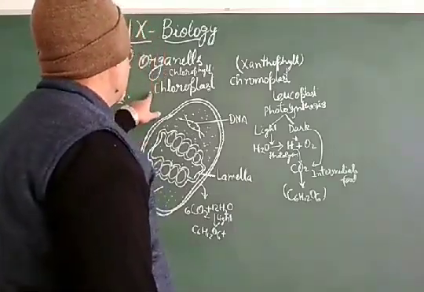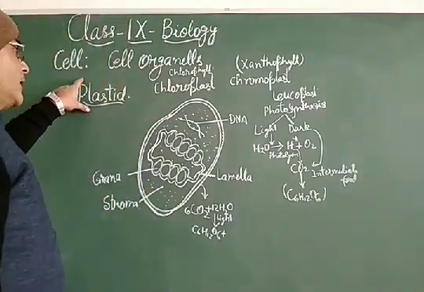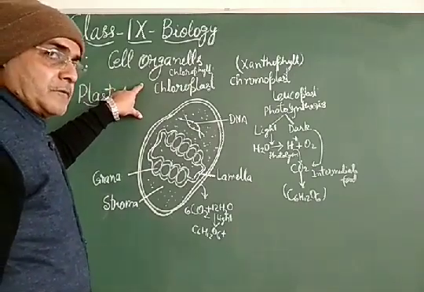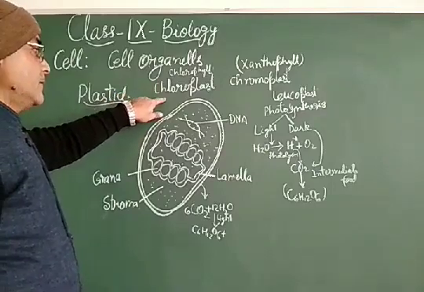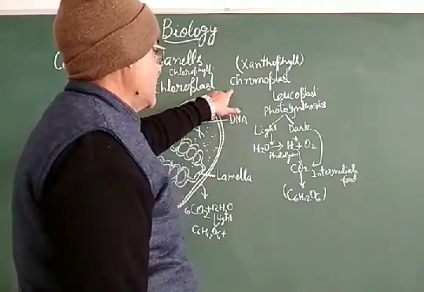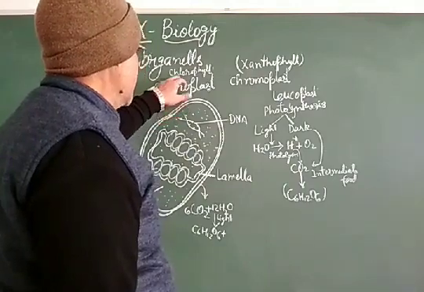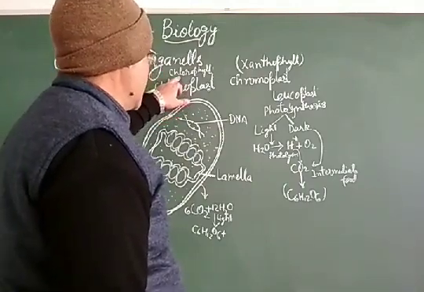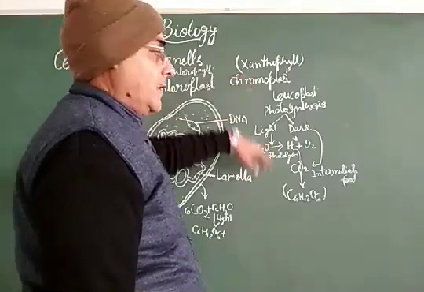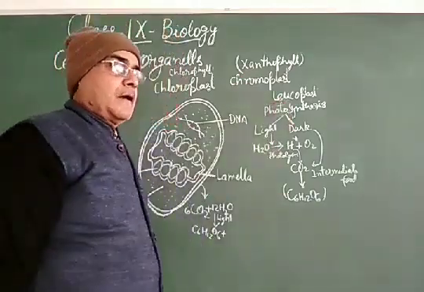So my dear students, this plastid is found in the plant cell, in blue-green algae, and in other cells which are responsible for manufacturing food. Plastids are of three types: chloroplast, chromoplast and leucoplast. Chloroplast has the color pigment chlorophyll. Chromoplast has the color pigment xanthophyll. While leucoplast doesn't have any type of color pigment, and it is found in the roots of the plant.